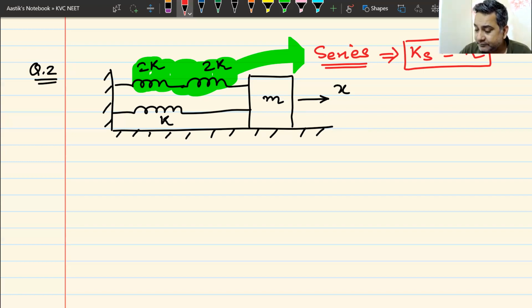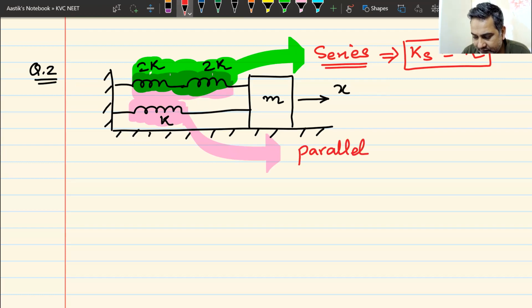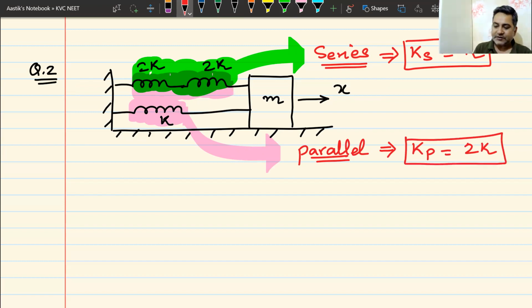Then the combination of these two springs and the spring below, they are in parallel. So K and K are in parallel. The effective spring constant becomes K plus K, that is 2K. Do we all understand this? Can I have some raise hand that you understand this?